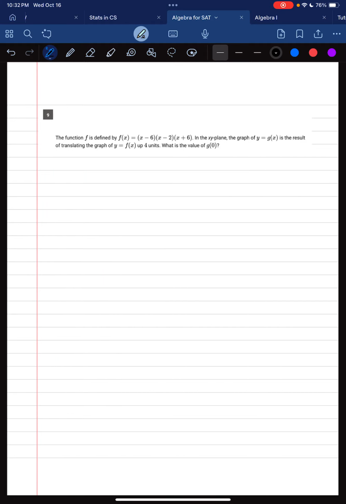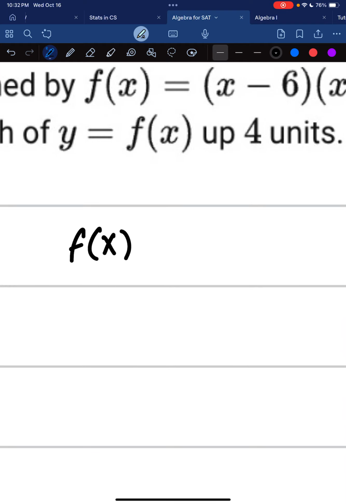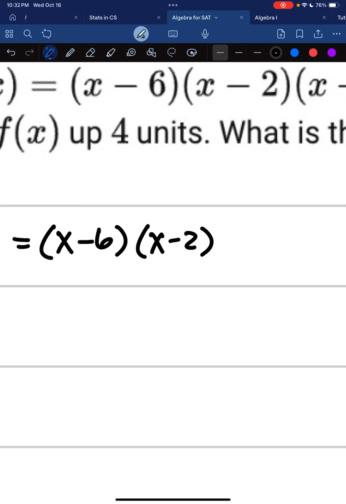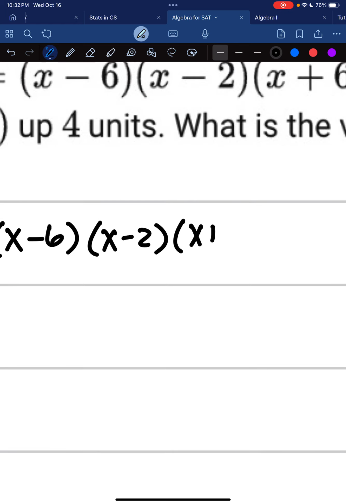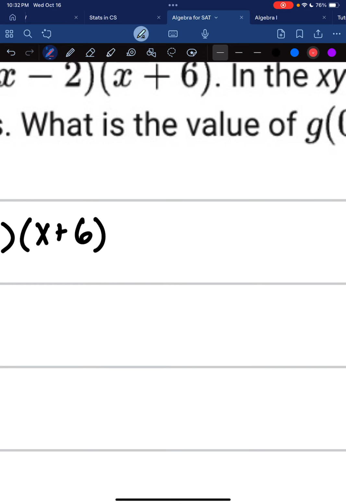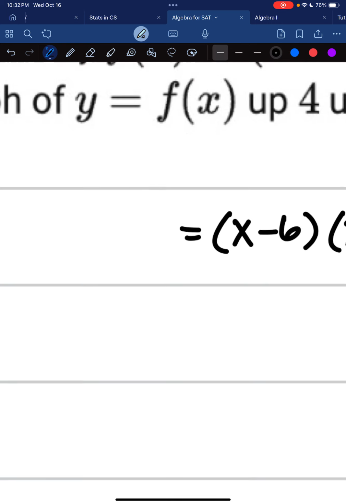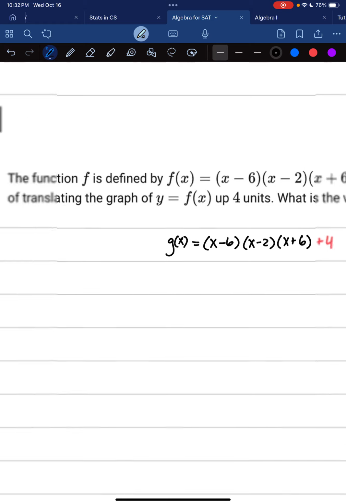This next question says a function f is defined by f of x is equal to x minus 6 times x minus 2 times x plus 6. In the xy plane, the graph of y equals g of x is a result of translating the graph of y equals f of x up 4 units. What is the value of g of 0? So if we want to do this translation, remember that this is f of x, right? And remember that in an outside translation, or a translation that affects y, all we need to do is add 4 on the outside. So if we add 4 on the outside, this is now g of x. That's all you need to do.